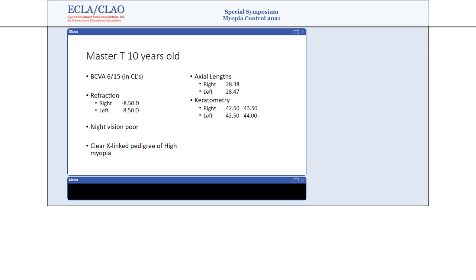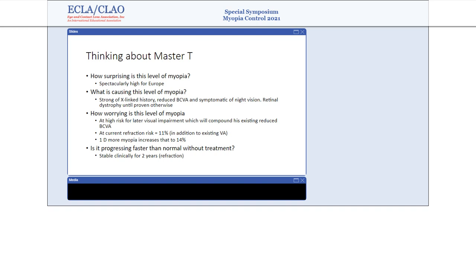And the last case is a 10-year-old. He came in with reduced best corrected vision. Again, extreme, as everyone sends patients to me five years too late, unfortunately. Same screening questions. He's got poor night vision. Kids don't volunteer that very often. Often a surprise to parents. Very clear history of X-linked myopia. And again, a depressing axial length, and fairly normal keratometry, but again, particularly high.